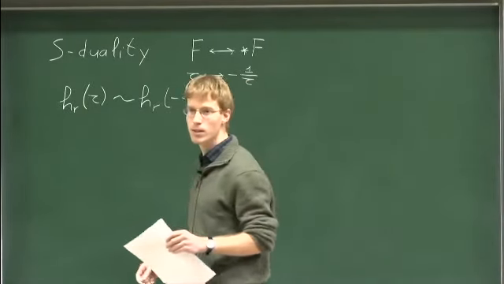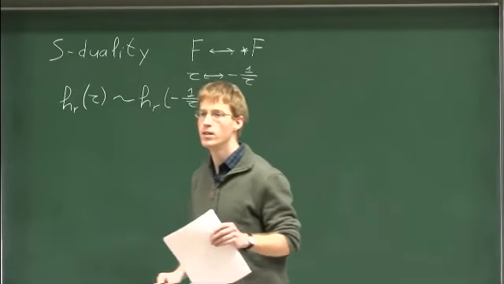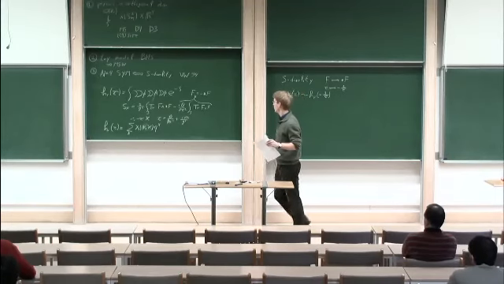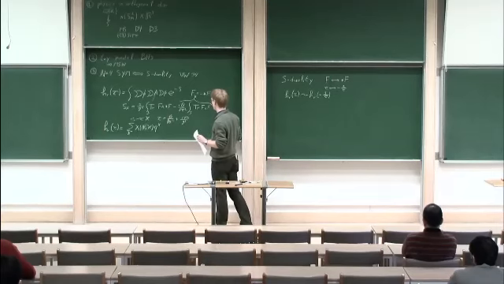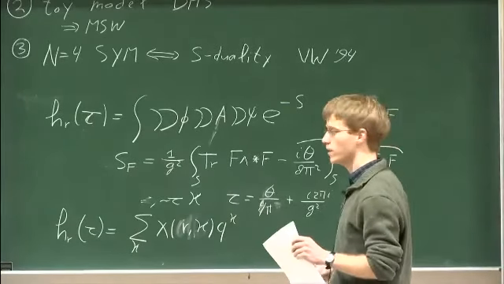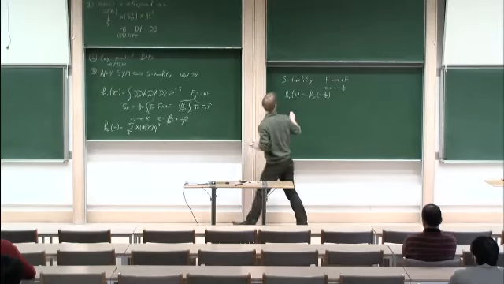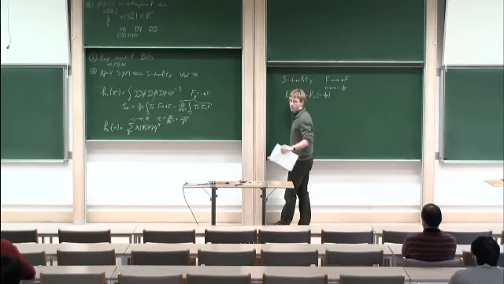And is your normalization theta periodic mod 2 pi or 4 pi? It should be mod 4 pi. Yeah. Okay. Tau to tau plus 1 should be more or less invariant under tau to tau plus 1.